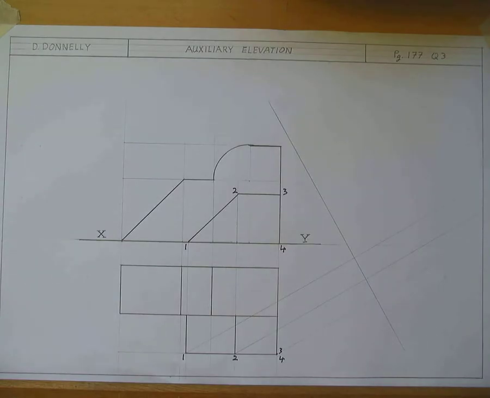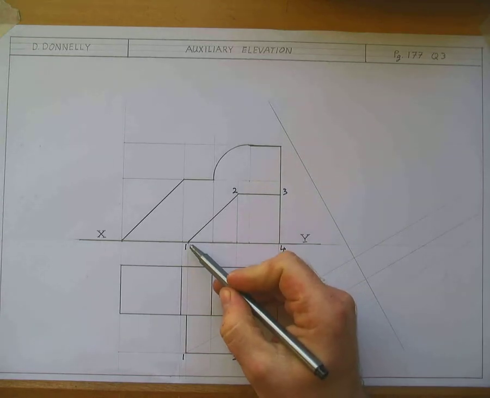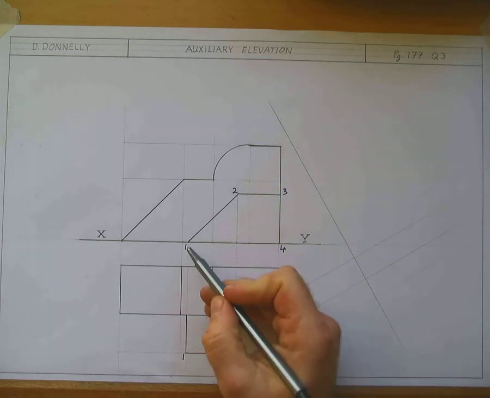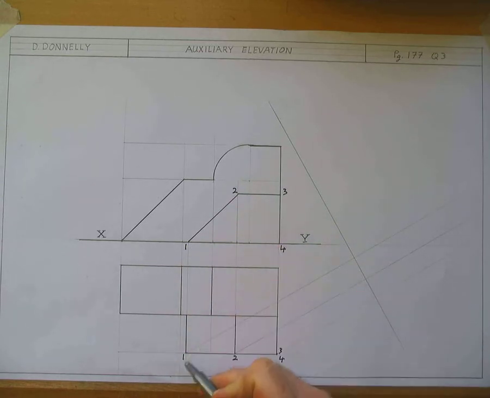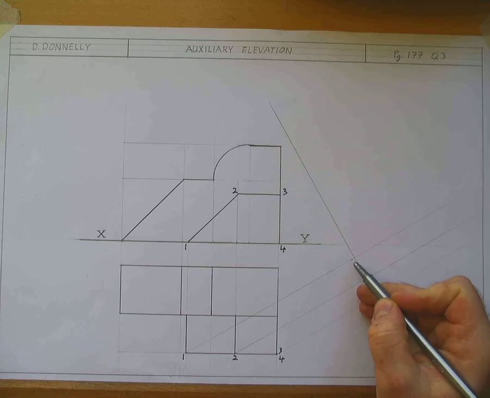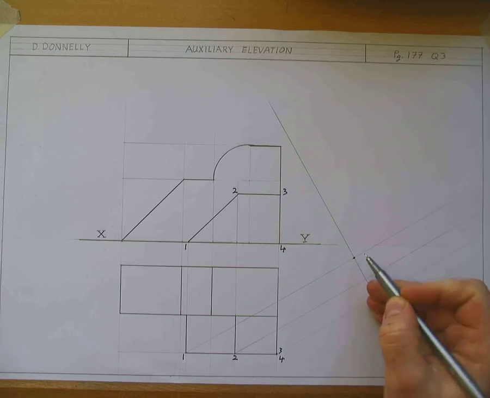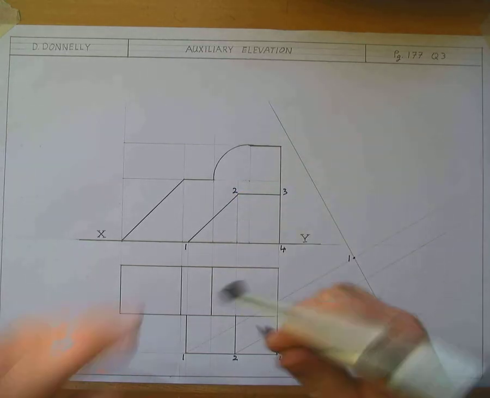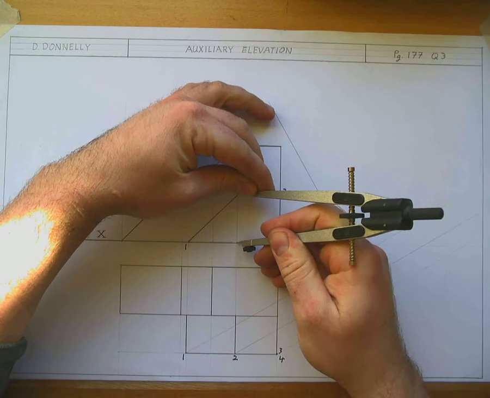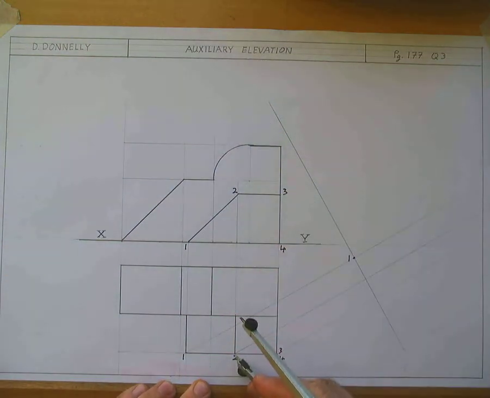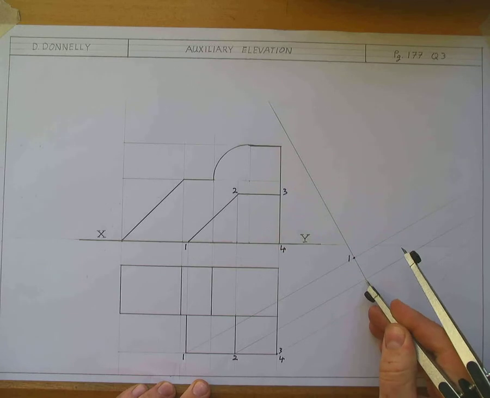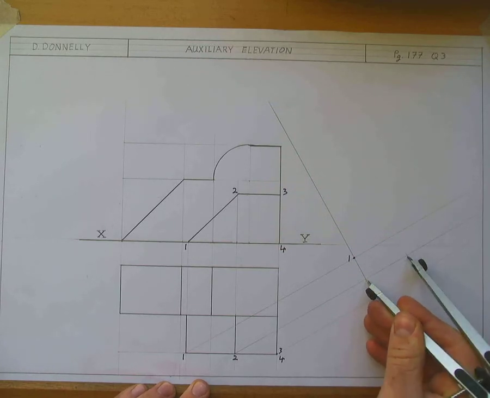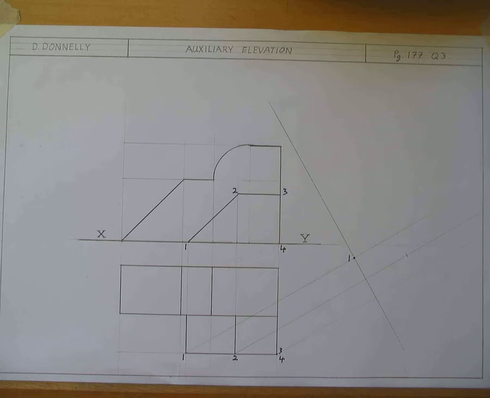If I start with point 1 there, I can see point 1 is actually on the xy line. So the height of point 1 is never going to change, so it's going to stay on our new x1, y1 line here. If I follow down into the plan, there's point 1 in my plan. I'll follow that back up into my elevation, and I can see it's right there on the xy line, so I'm going to mark that as point 1. Point 2 now is going to be slightly different. Point 2 is at this height in our elevation. First thing I'm going to do is take the height of point 2 with my compass, follow that back down to where it is in the plan, follow it back up along my line of sight into my auxiliary elevation, and strike it off along that line there, and that has given me point 2.